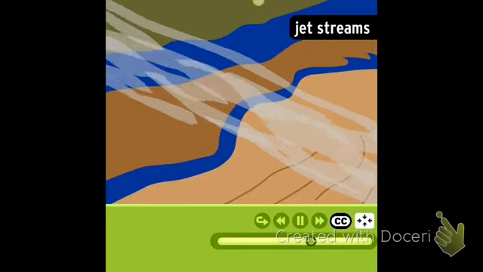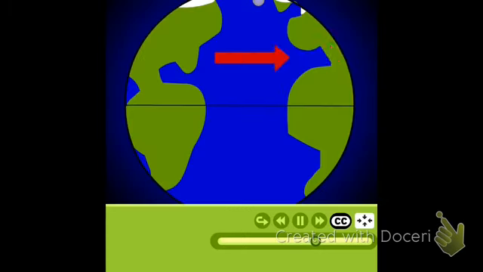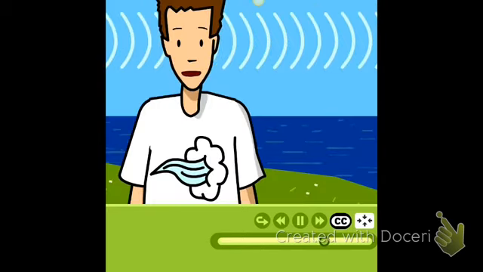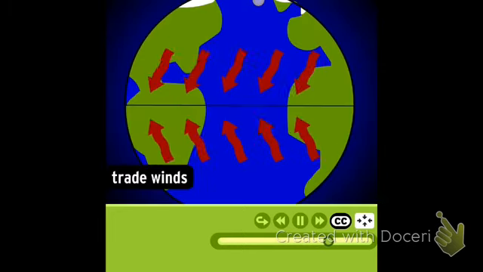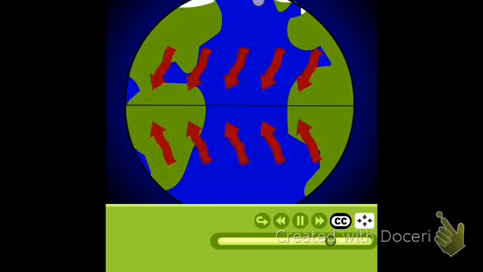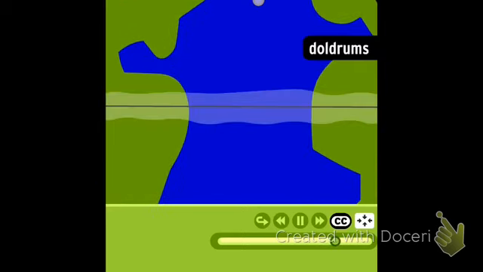Jet streams are strong winds that blow about 10 kilometers above ground. They blow in circles with one jet stream over each hemisphere, and they blow fast, up to 200 kilometers per hour. Jet streams can move big chunks of air and really affect weather. Trade winds are mild, constant winds that blow towards the equator from the northeast or southeast. Where the trade winds meet, there's a calm area called the doldrums, where there's hardly any wind at all.